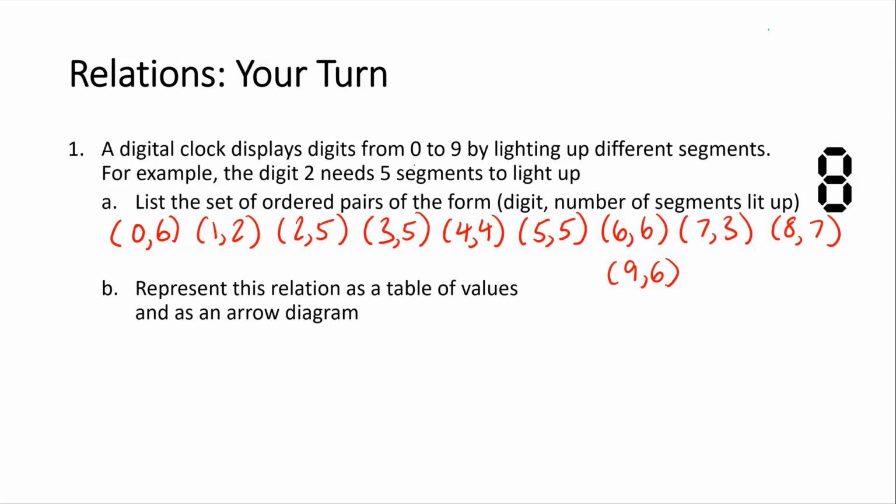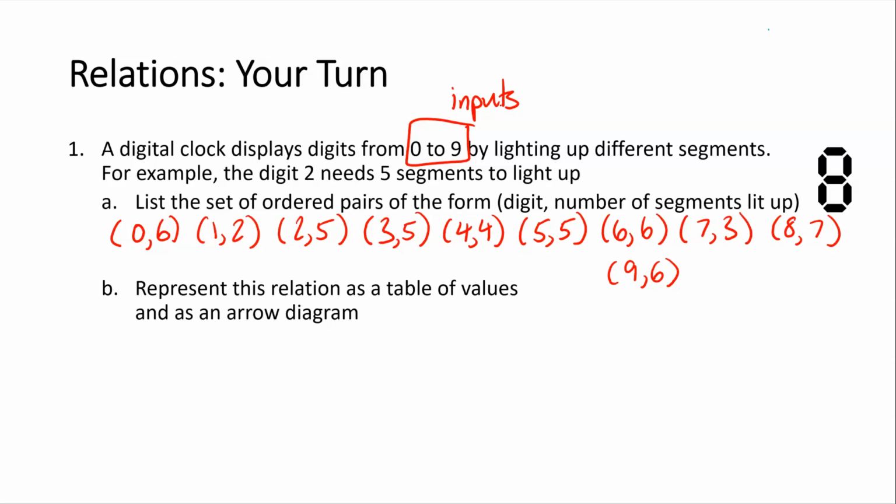Always the independent variables, the 0 to 9, these are the inputs or the independent variables. Those go on the left side of the brackets. Then you put a comma down, and on the right side is your outputs, which in this case is the number of segments that you need to light up.